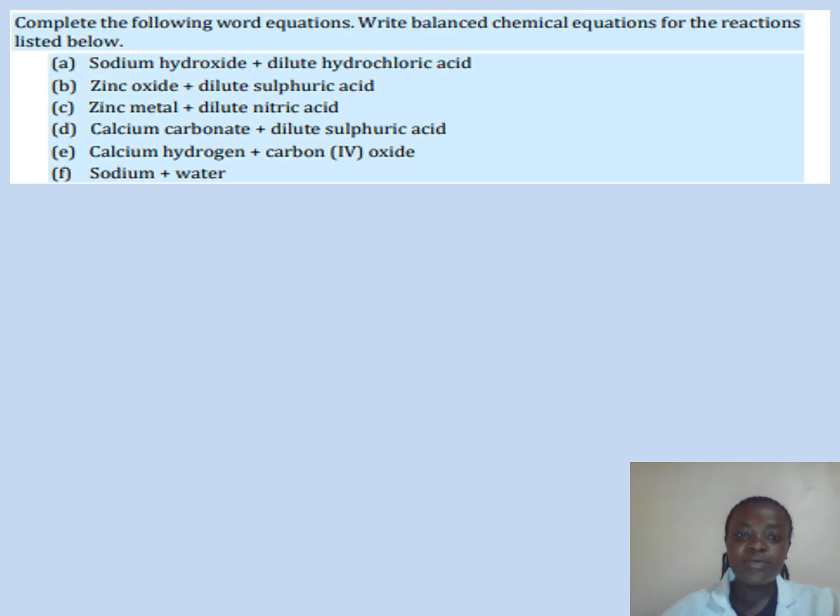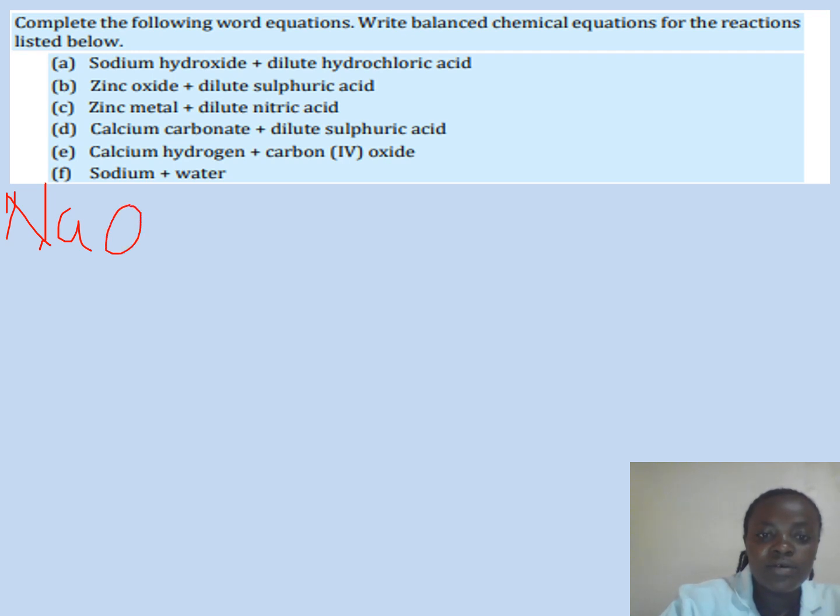Our second question, we are completing the word equations, then we balance. So we have sodium hydroxide and dilute hydrochloric acid. So here we have sodium hydroxide. Sodium hydroxide is NaOH, that is sodium hydroxide. So we have N, small a, O, and H.